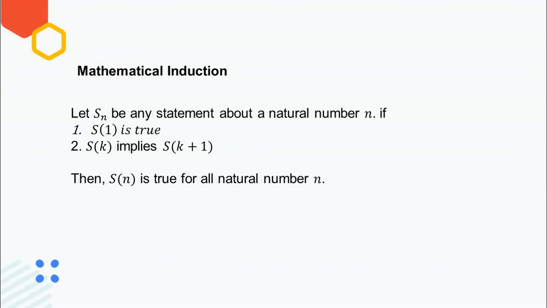So we already learned about arithmetic and geometric. Sn here can be any statement, whether arithmetic, geometric, or etc. But you need to find two things. The first, you need to prove that statement S1 is true, and then the second, Sk implies Sk plus 1. Then you can say Sn is true for all natural numbers n. So without further ado, let's jump to an example of mathematical induction.